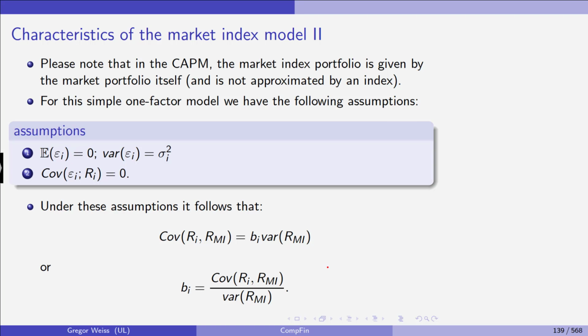And for this simple one-factor model, we have the following assumptions. The expectation of those pricing errors is 0. The variance is given by sigma_i squared, and the returns and the pricing errors are uncorrelated, so the covariance is 0. Under these assumptions, it follows that the covariance is given by b_i times the variance of the market return, the market index, or b_i is given by the covariance divided by the variance of the market index.